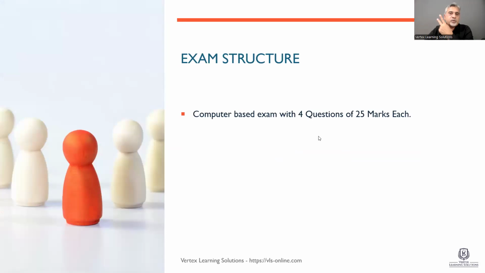It is a computer-based exam, 4 questions of 25 marks each. Pass marks are 50%. That is why I say that ACCA is the easiest of all international professional qualifications, because all other qualifications, CPA, CIMA, CMA, or CFA, everything is 75% plus. ACCA has been very kind that it says 50% plus. And everybody should get 50%.